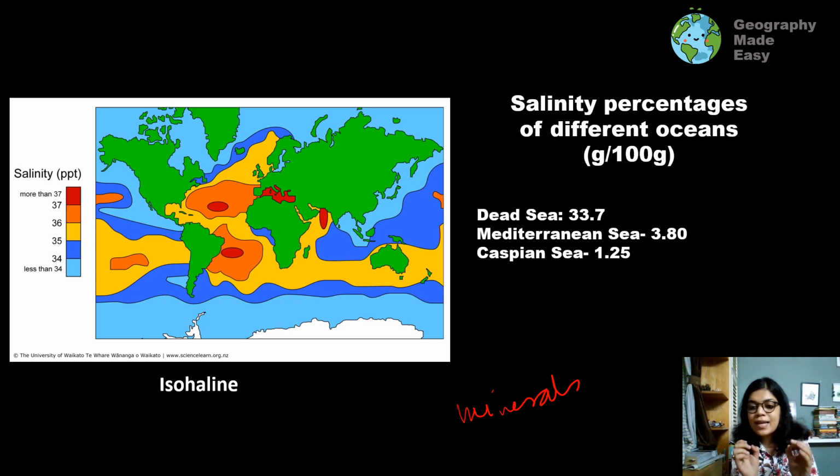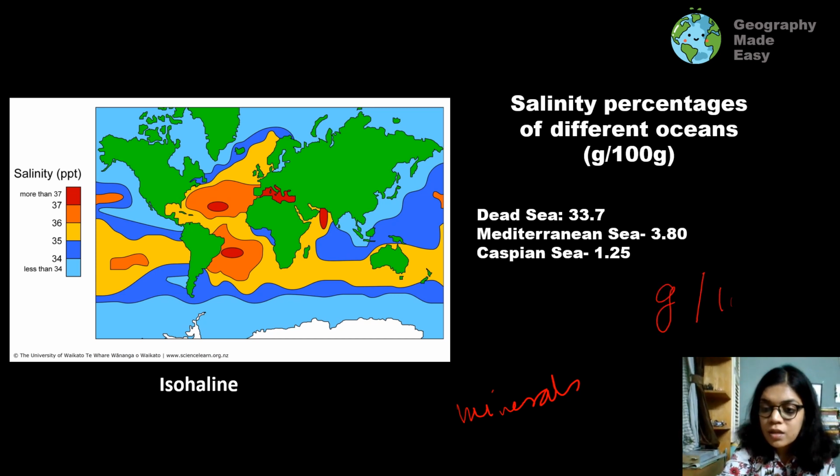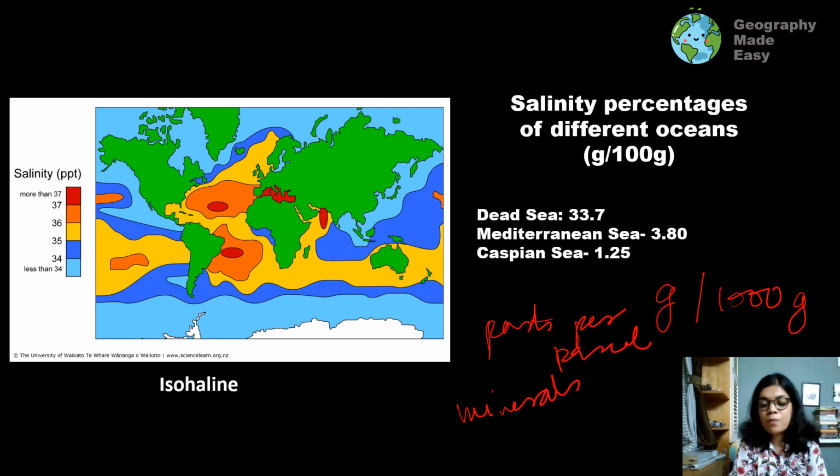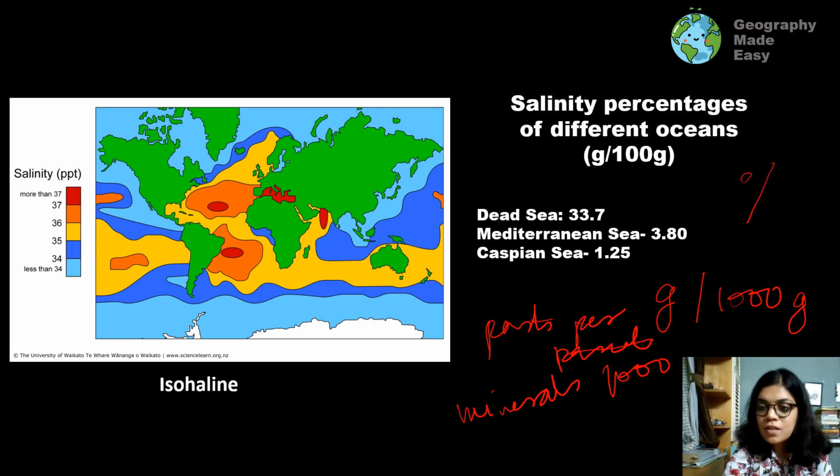So the salinity is measured with the help of the unit gram per 1000 grams or gram per 100 grams. When we have the measurement of gram per 1000 grams, it is called parts per 1000. So it is written in this manner. This is the symbol for this particular expression.